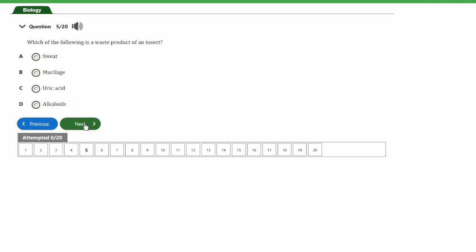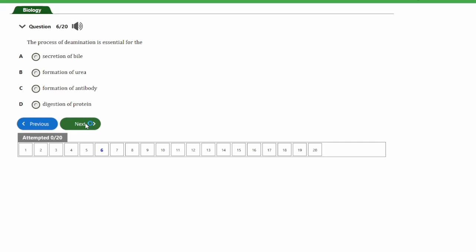So guys, let's look at the next question. Question number 5. It says, which of the following is a waste product of an insect? A. Sweat, B. Mucilage, C. Uric acid, D. Alkaloids. So guys, the answer to this question is option C, and that's the uric acid. Uric acid is a waste product of insects. Just like many other animals, they produce waste products as a result of their metabolic process, and one of the waste products they produce is the uric acid.